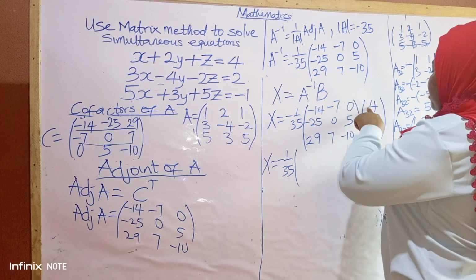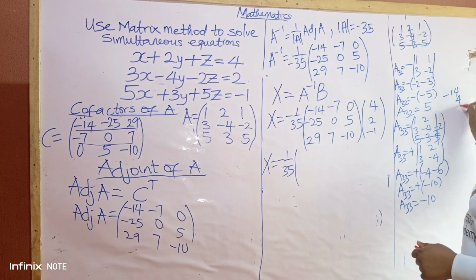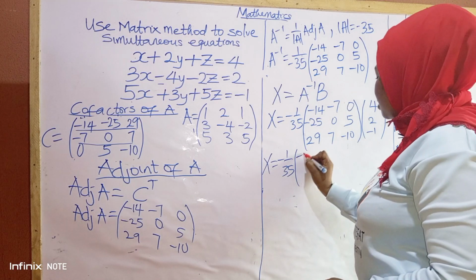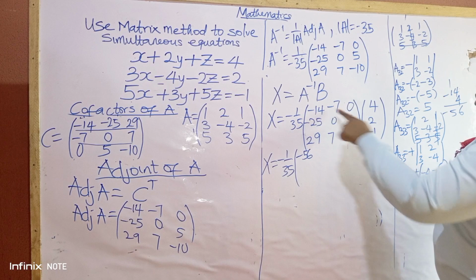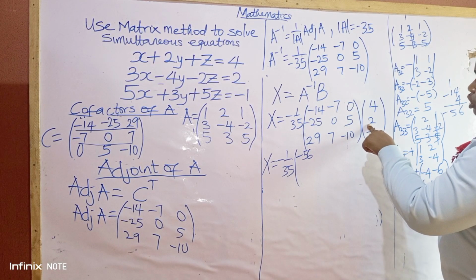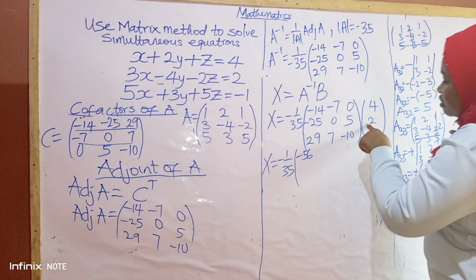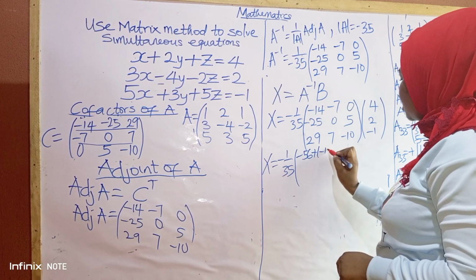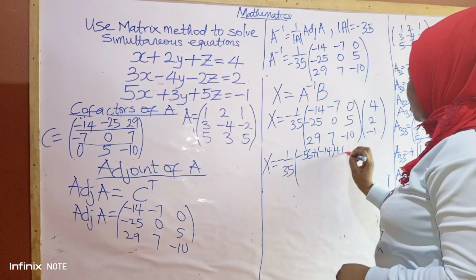Minus 14 multiplied by 4. That is minus 56. So I have minus 56 here. Then minus 7 multiplied by 2 gives me minus 14. And this is supposed to be plus before, so I have minus 14 here. 0 multiplied by minus 1 gives me 0, so plus 0.